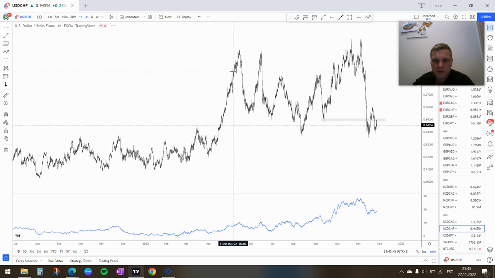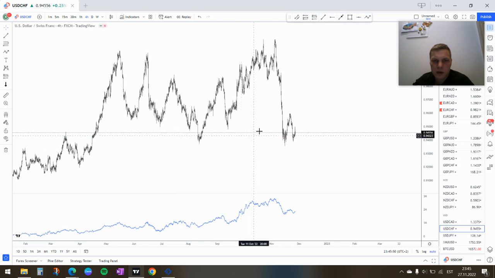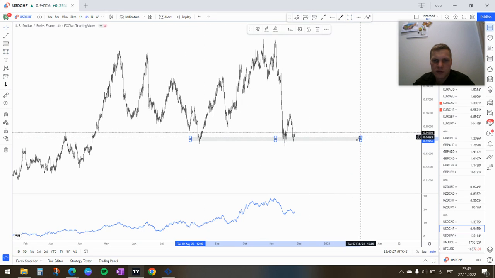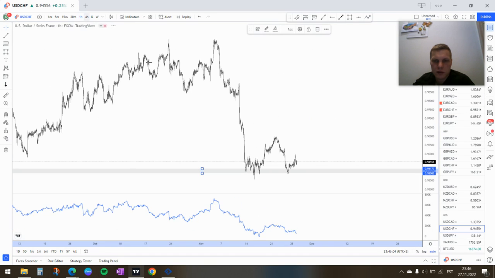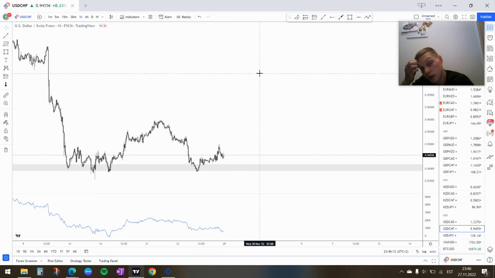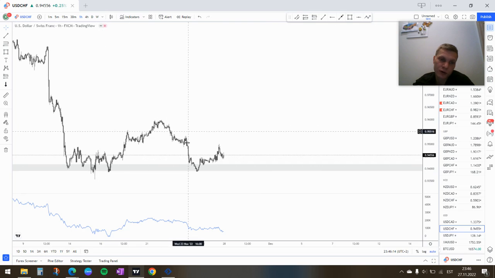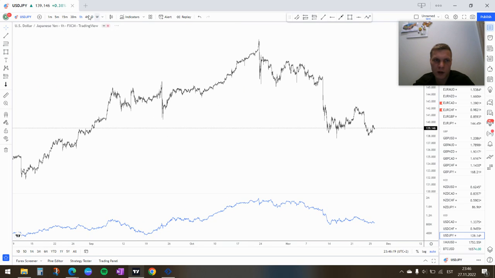USD CHF, price is nowhere near a zone of my interests. If price decides to come back here, make a wick next to this wick, then I might buy. But it's also arranging head and shoulders. It's unclear for me. I'm not taking any trades from here right now.